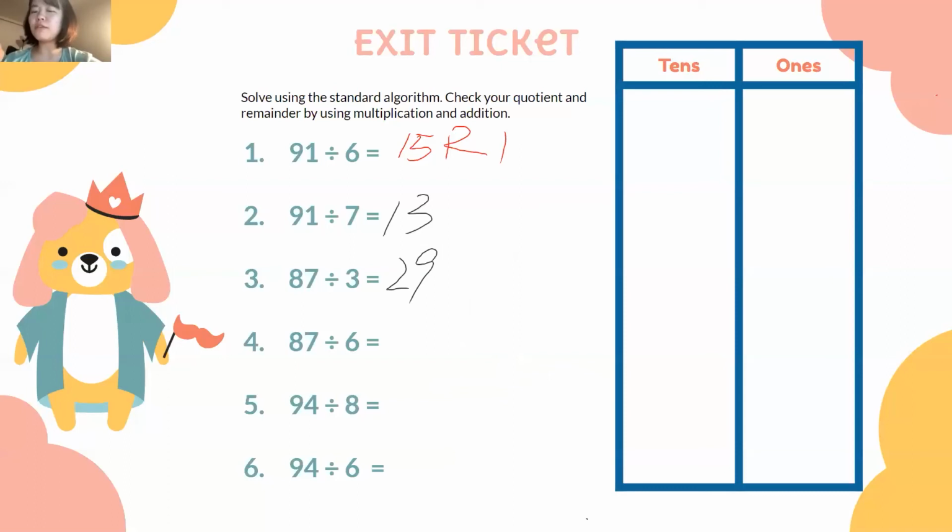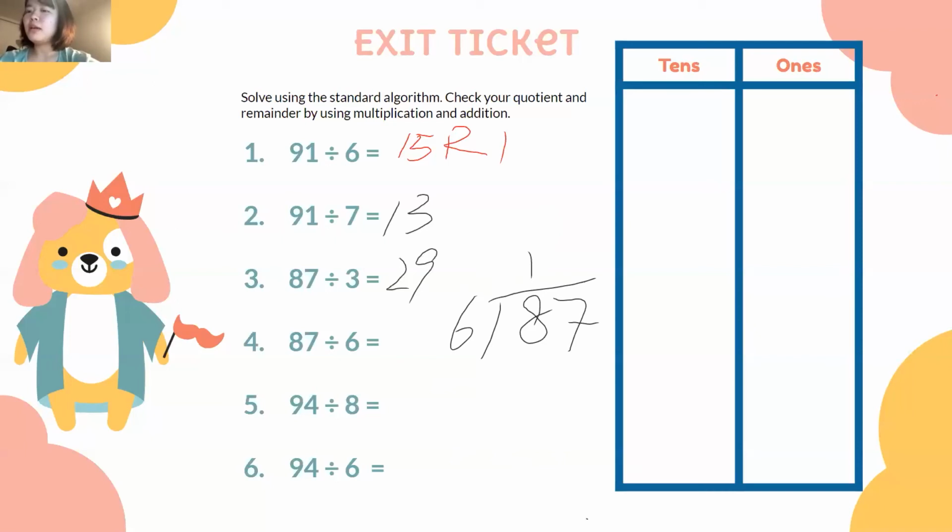And let's try the fourth question. Also, only use the standard algorithm this time. 87 divided by 6. Okay, and what is the biggest number we can break 8 into 6 groups? 1 times 6, that is 6, and 2 times 6, that is 12, and 12 is much larger than 8, so let's only put 1.